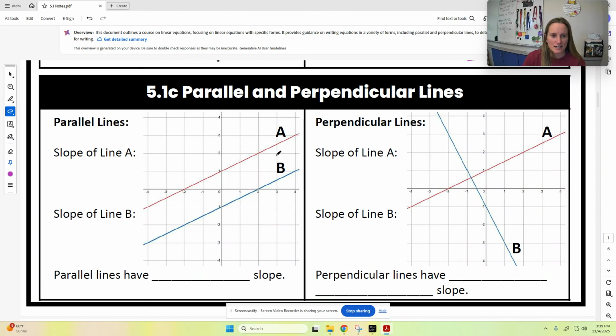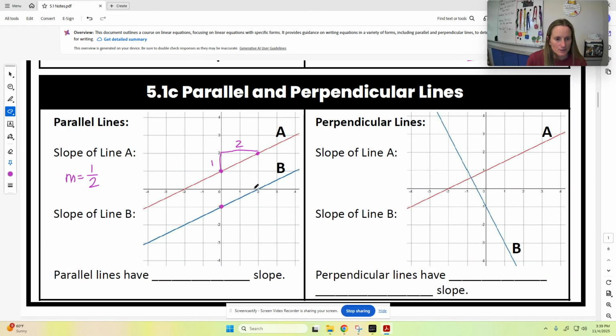Here you can see that we have line A in the red and line B in the blue. And so we're going to look at the slopes of these two lines. So if I want to find the slope of line A, I need to pick 2 points on this line, and I'm going to count the rise and the run between those 2 points. So this is going up 1 and over 2. So when I write the slope, I have the rise divided by the run, and that's a fraction that can't be simplified. I'm going to do the same thing for the slope of line B.